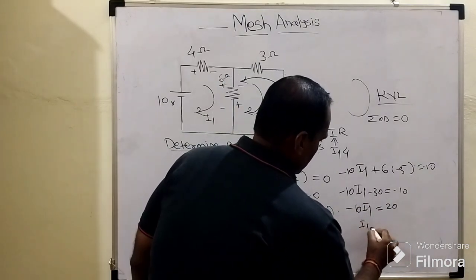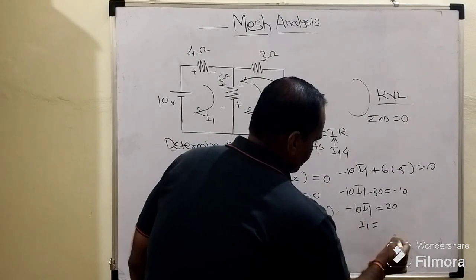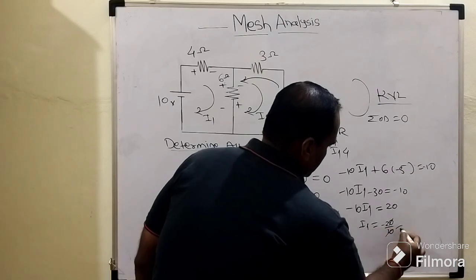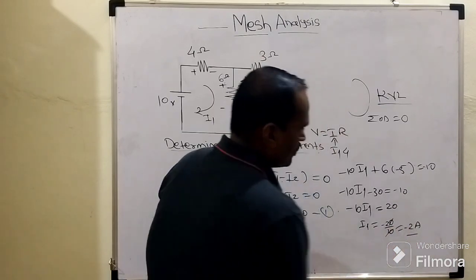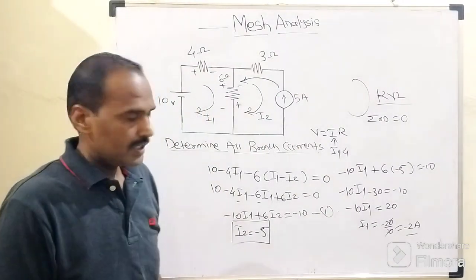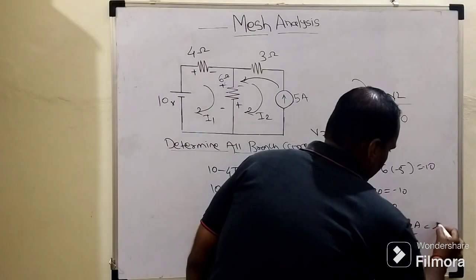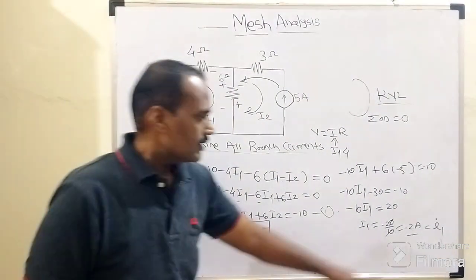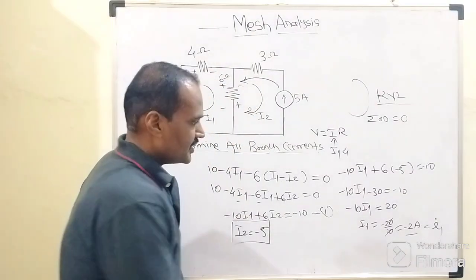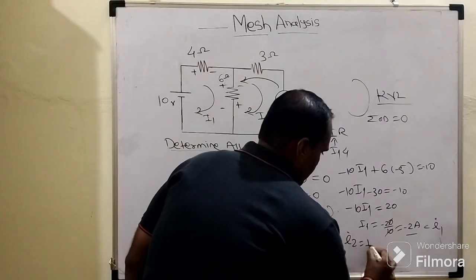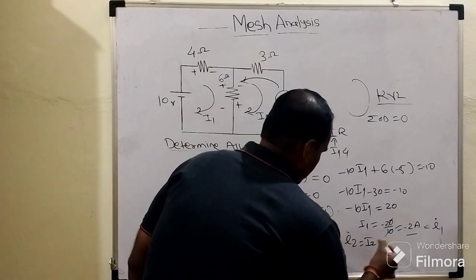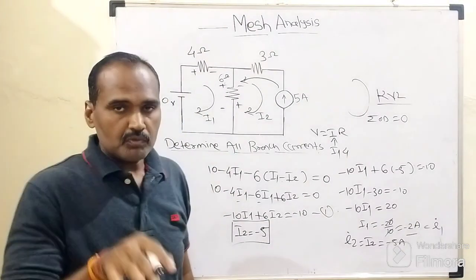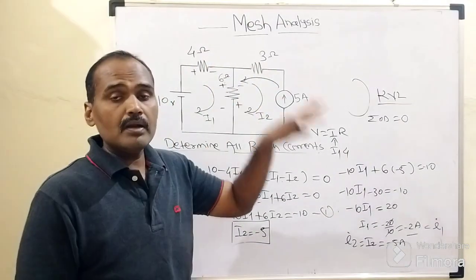So I1 equals to what here? Minus 20 by 10, that is minus 2 ampere, is nothing but what? Our I1, right? So this I1 is nothing but what? The first branch current, in suffix letter, this will be I1, right? The second branch current I2 is nothing but what? This fundamental current I2 itself is the second branch current which exactly equals to minus 5 ampere. What was our objective? We are supposed to determine all branch currents.